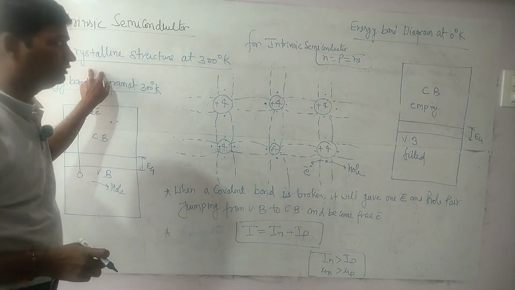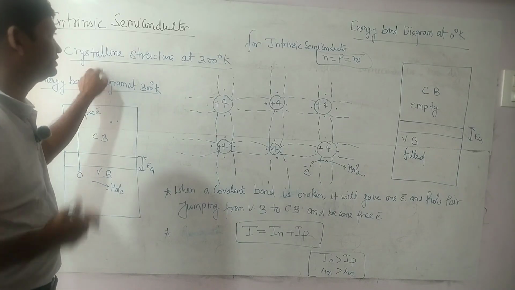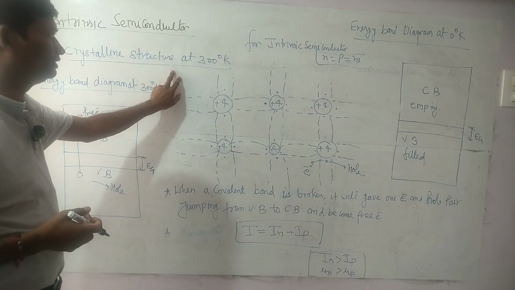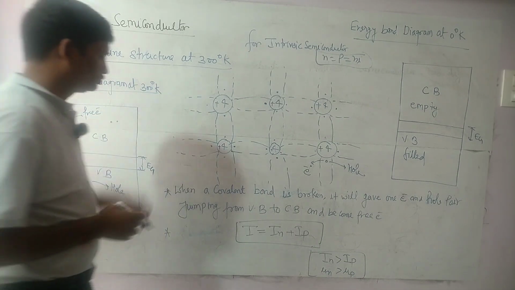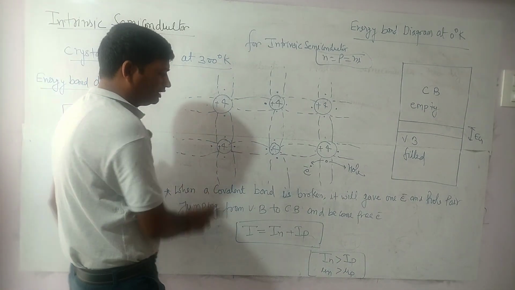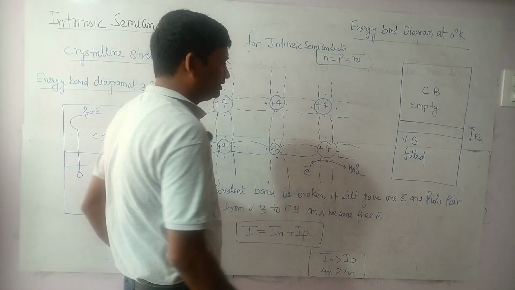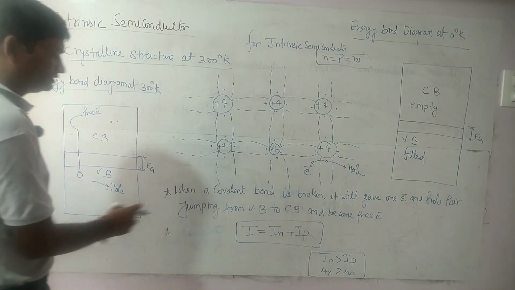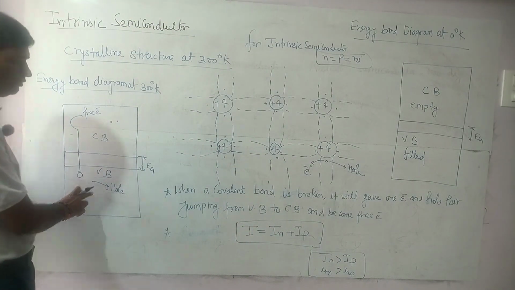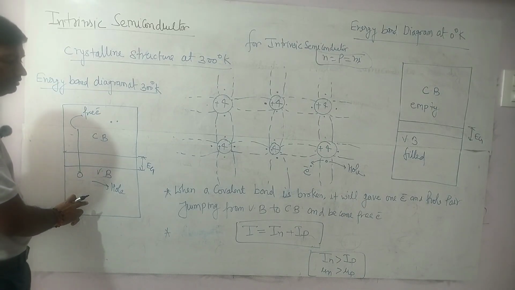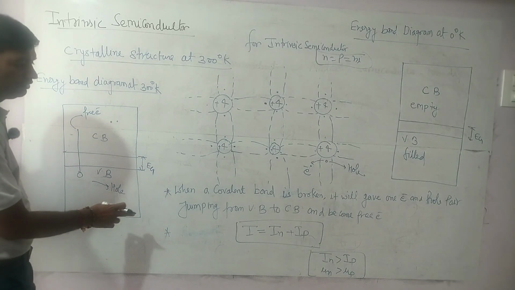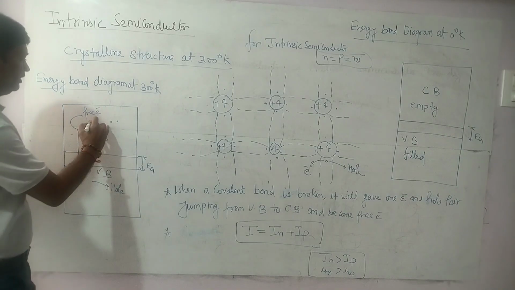Suppose that we want to design this crystalline structure at 300 Kelvin, which means 27 degrees centigrade. In this case, when the covalent bond is broken, it gives electron and hole pairs. The electron jumps from the valence band to the conduction band and becomes a free electron.